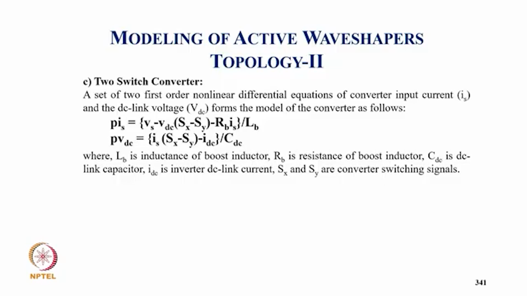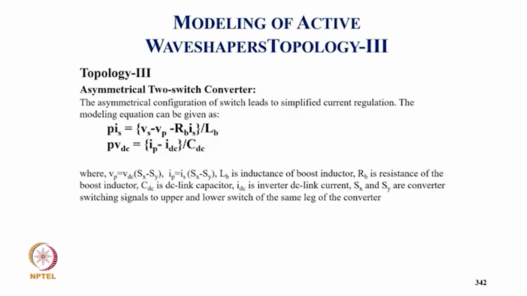Now coming to the typical two switch converter. A set of two first order nonlinear differential equations of the converter input current and the DC link voltage forms the model of the converter as follows. d(is)/dt is equal to (Vs minus V_DC (Sx minus Sy) minus Rb Is) upon Lb, and d(V_DC)/dt equal to (Is (Sx minus Sy) minus Id) upon C_DC, where Lb is the inductance of the boost converter, Rb is the resistance of the boost converter, C_DC is the DC link capacitor, and Id is the inverter DC link current. Sx and Sy are the converter switching signals.